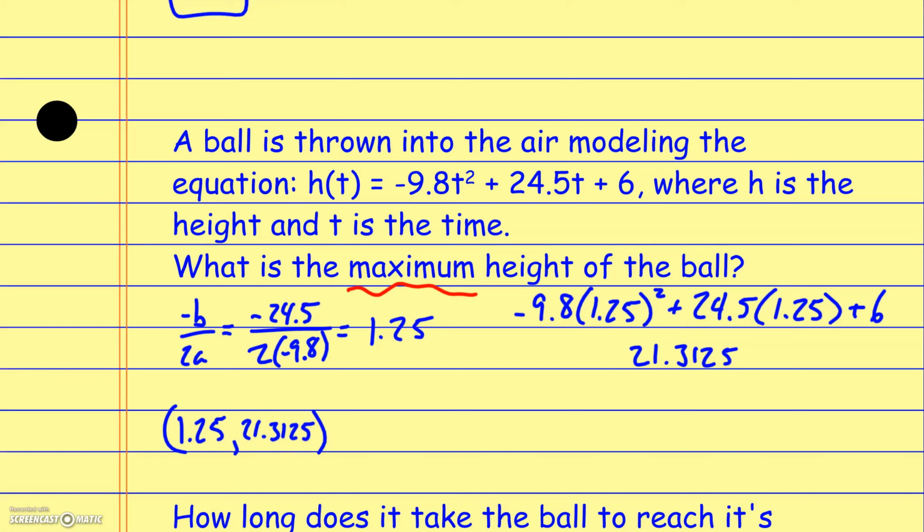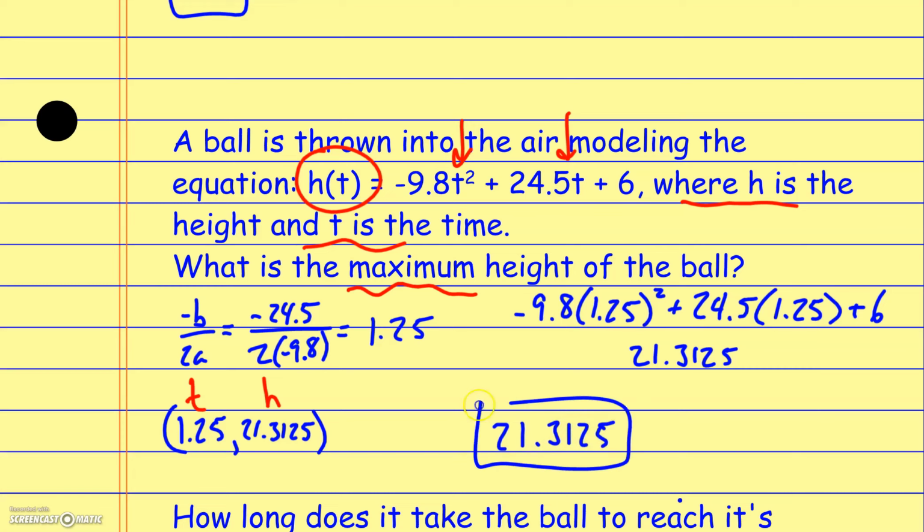So now when I look at this thing, it asks for the maximum height of the ball. Well, the maximum height's not going to be an ordered pair. The maximum height's going to be a single value. So I need to interpret this thing. It told me that h was the height and t was the time. And when we look, h is in the position of y and t is in the position of x. So what I have here is t and h, a little reversed there. So I've got t instead of x, and I've got h instead of y. So if asked for the maximum height, it's just asking for the y value. So the answer to this one is the 21.3125. And that's it. Okay?